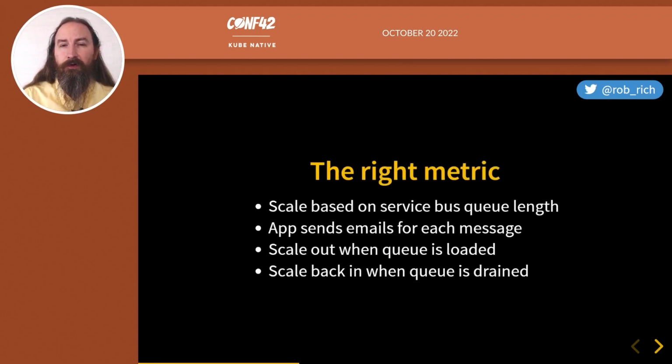Let's look at a third use case. Here, we've chosen to scale based on our service bus queue length. So if there are messages in our queue, we're going to scale up additional pods to be able to handle those messages. Perhaps each message sends an email. And then when the queue length is short, then we'll scale back down so that we're not using extra resources. In this case, we matched our metric with our business concerns, and so we're able to scale appropriately.